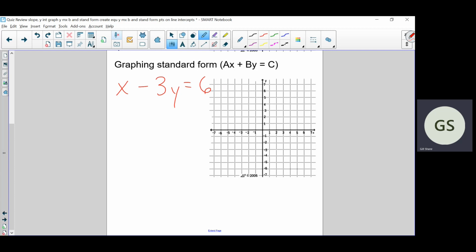So if I plug in 0 for x, 0 subtract 3y, negative 6. Well, 0 just kind of goes away, so negative 3y equals negative 6. Divide by negative 3, divide by negative 3. So I get y equals positive 2. Oh, I get a point. Y equals positive 2.